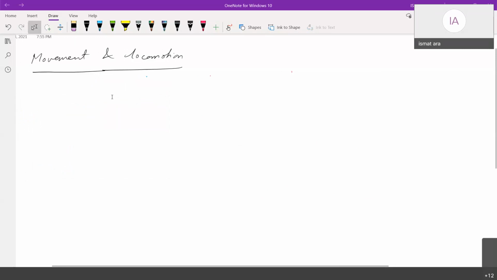What is the name of the theory which gives the mechanism of muscle contraction? Sliding filament theory. Sliding filament.